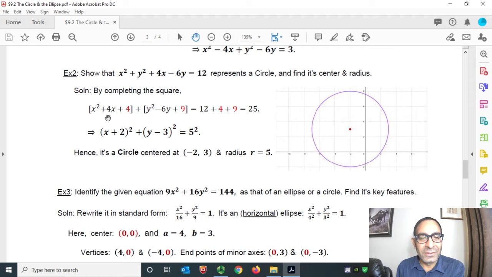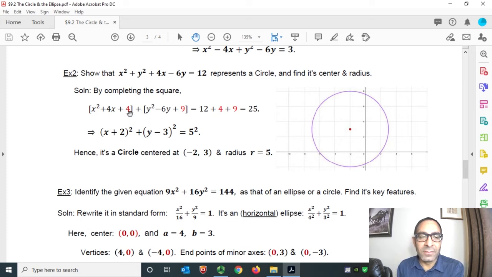So by completing the square, let's put the x terms here. So x square plus 4x plus the magic term here. Then plus, I'll come to that magic term later. Let me finish this line first. Then let's collect the y terms here. So y square minus 6y and add the magic term here. Then collect the constant on the other side. So we have 12 as the constant on our right side.